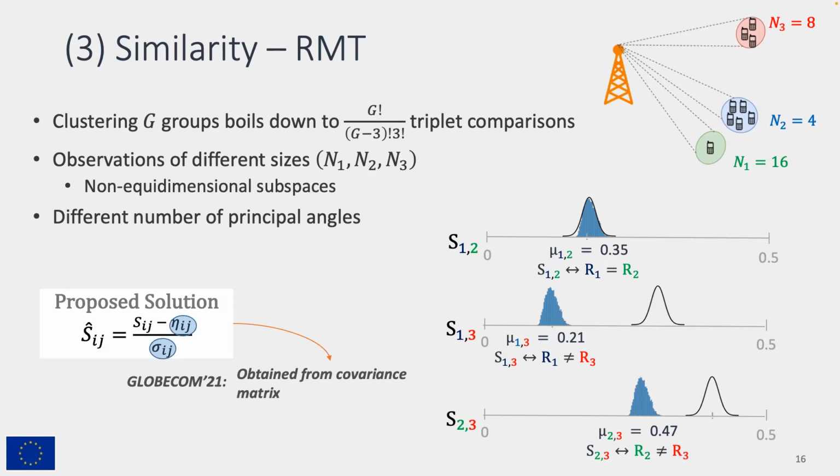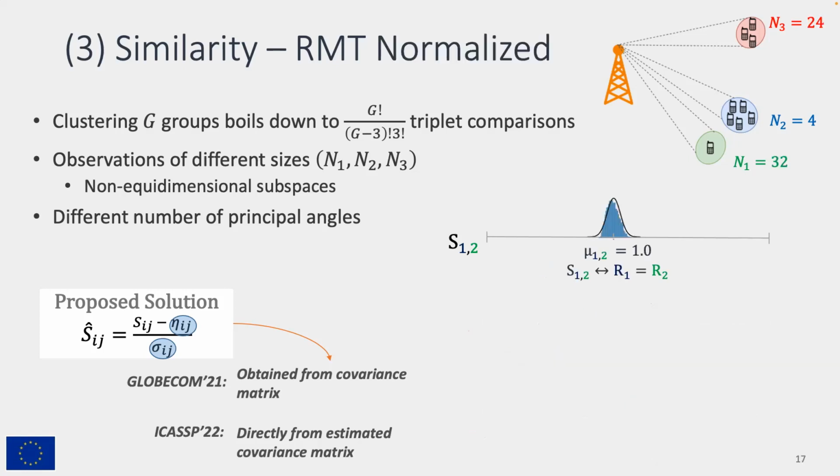So in two papers, we want to find this black curve. In GlobalCom, we obtain this black curve considering that we have the covariance matrix. And in ICASSP, we just consider that this was an estimated covariance matrix, so we obtain it directly from the observation, from the channels.